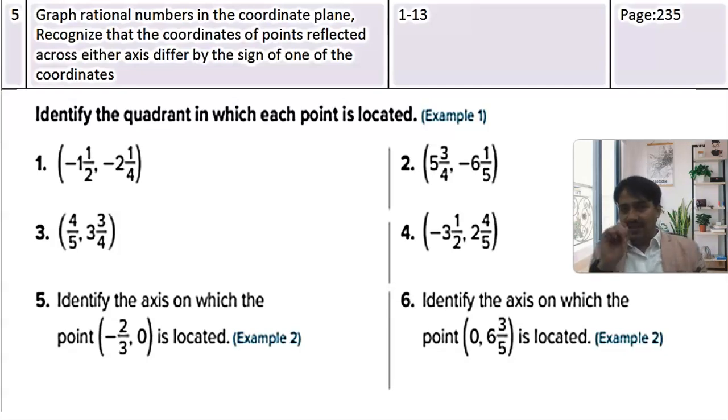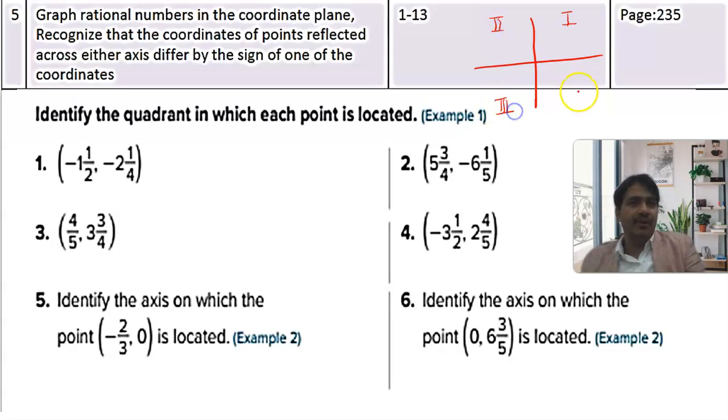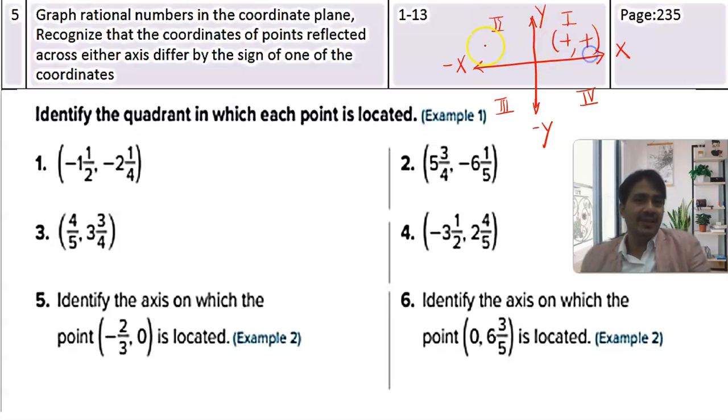This is the most easiest lesson, where you just have to find the quadrants in which the point lies. This is the first quadrant, second quadrant, third quadrant, and fourth. X minus X, Y minus Y. So you know that in the first quadrant, both X and Y are plus plus. In the second quadrant, it is minus plus. Third quadrant, it is minus minus. Fourth quadrant, it is plus and minus.